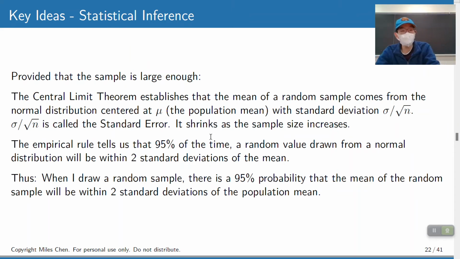And so the key idea here is that, according to the central limit theorem, if our sample size is large enough, then the mean of a random sample comes from a normal distribution centered at mu.